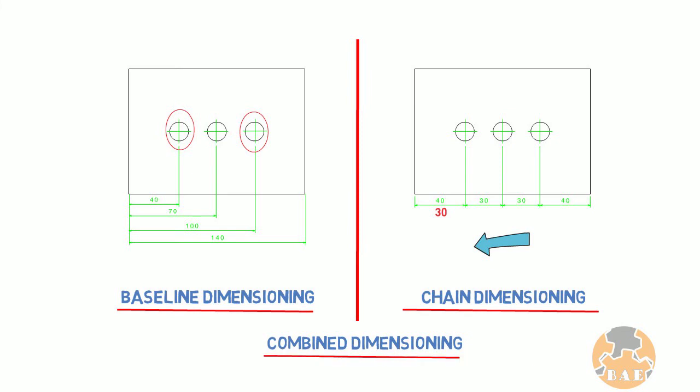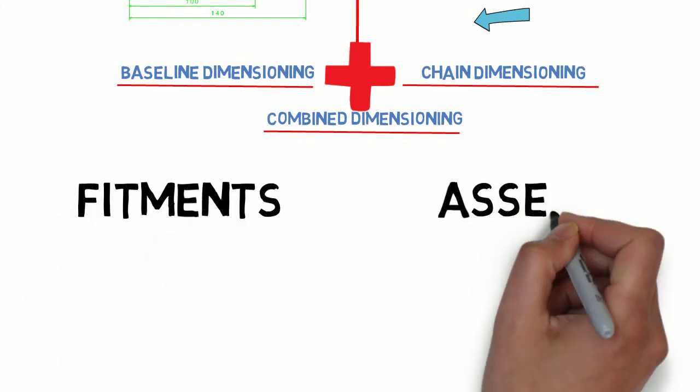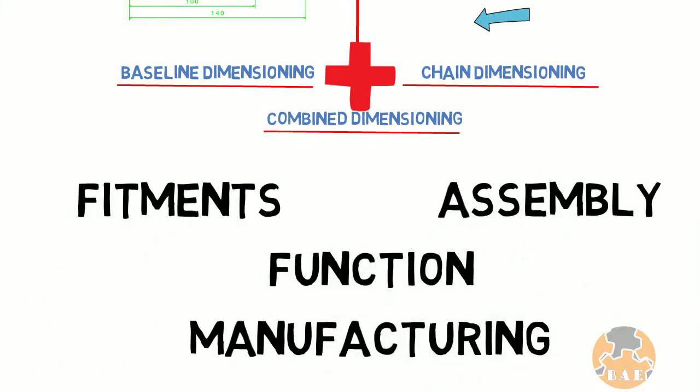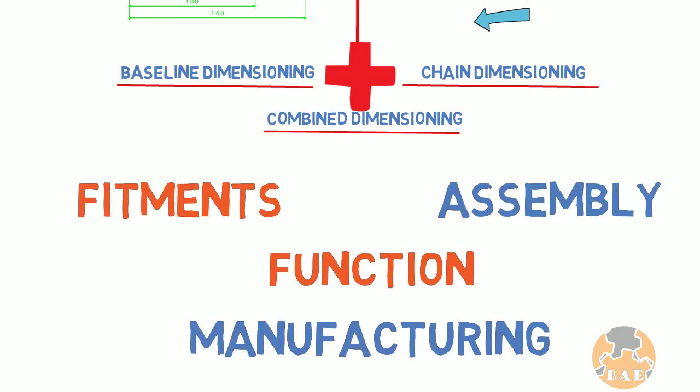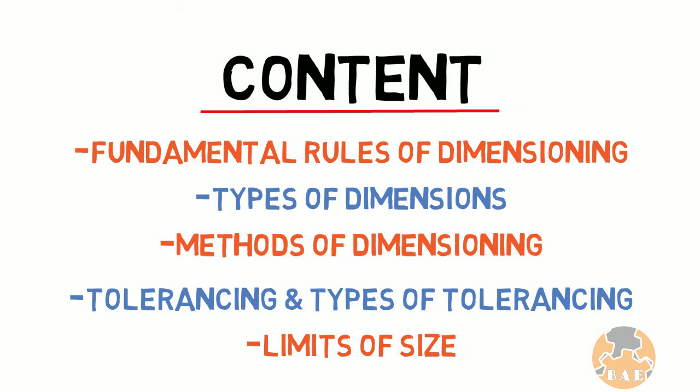So we give dimensions combining both baseline and chain dimensioning as per requirement of fitments, assembly, function and manufacturing. You have to give all dimensions considering these parameters. Again, while dimensioning any part, we have to consider fitments, assembly, function and manufacturing. So guys, until now we have studied fundamental rules of dimensioning, types of dimensions and methods of dimensioning.